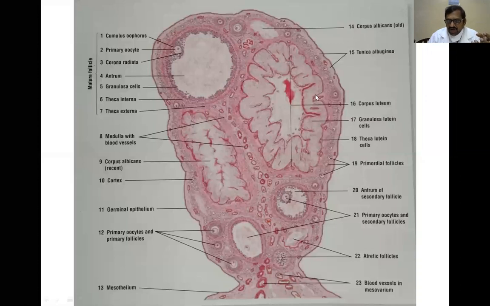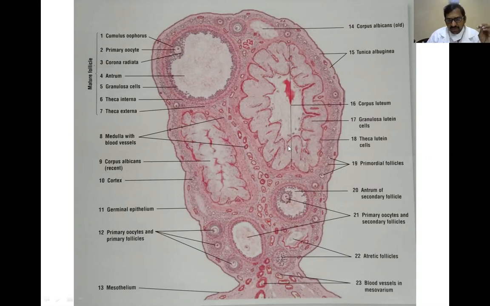And this corpus luteum is also lined by different layers, that is granulosa cells and thecal cells. In the thecal cells there are two types of cells: theca interna and theca externa. These cells produce hormones, that is testosterone, estrogen, and progesterone. Especially progesterone is very important for maintenance of pregnancy. If no fertilization occurs, it becomes a corpus albicans, then an atretic follicle. These are all the different stages, and this is the medulla of the ovary.